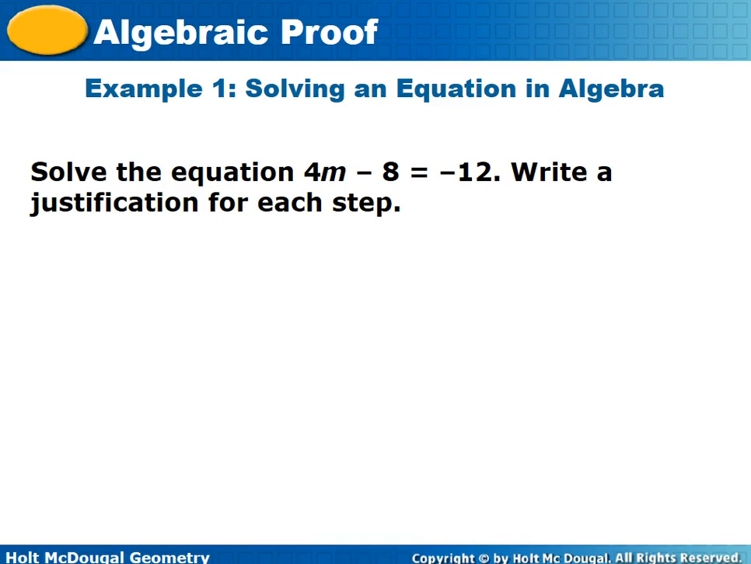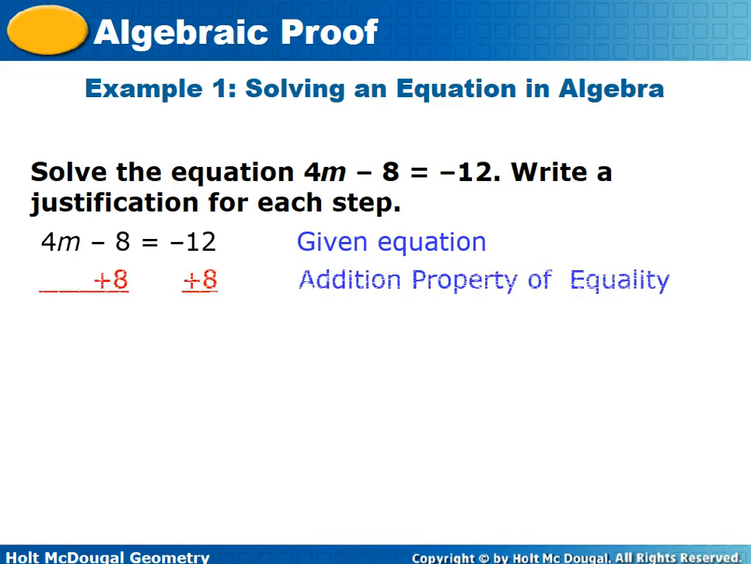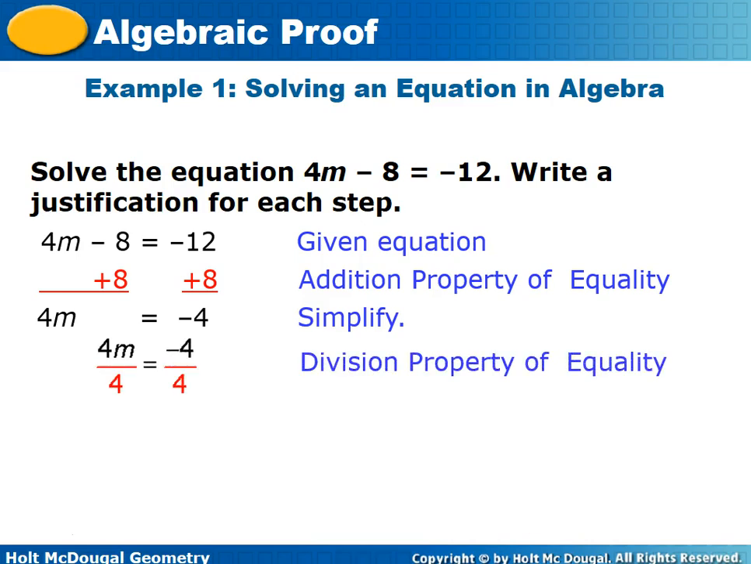So I'm going to walk you through this one. It says solve the equation 4m minus 8 equals negative 12 and write a justification for each step. So on this one, we were given the first step, and then we would have added 8 to both sides, so that's our addition property. Then our next step here will be dividing both sides by 4, and then again, that gives us m is equal to negative 1. So that's just an example of showing literally every single step that we would have done to process through this problem.